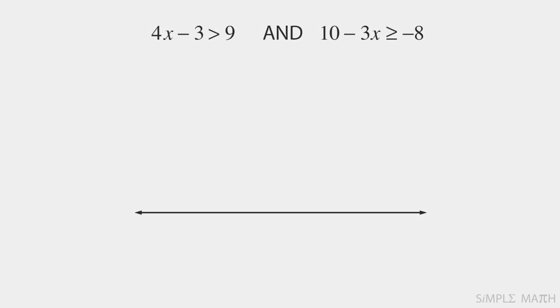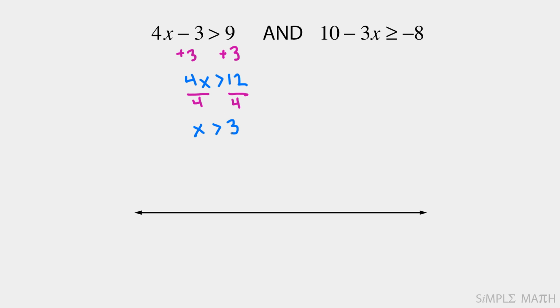In this first example, we've got two inequalities connected with the word "and", so we need to find values of x which satisfy both equations at the same time. As we've done in the past, we'll first solve each inequality separately. Let's start on the left. By adding 3 to both sides and then dividing by 4, we end up with x is greater than 3.